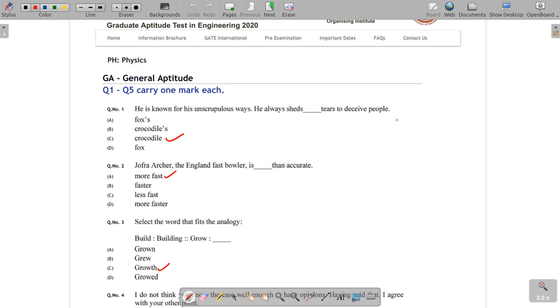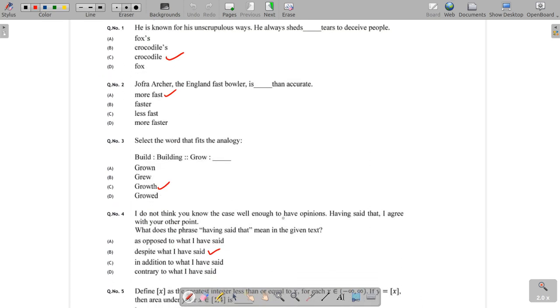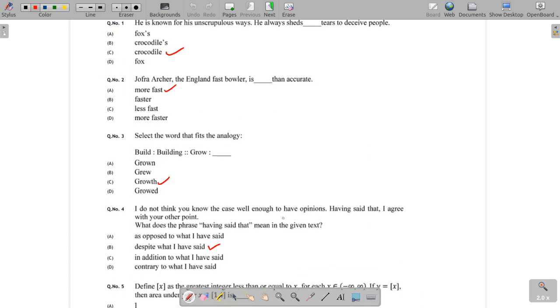It is to deceive people. And the second one, Jofra Archer, the England fast bowler, is more fast than accurate. That's the right answer. Then select the word that fits the analogy. Build is building, and grow is not growing but growth.